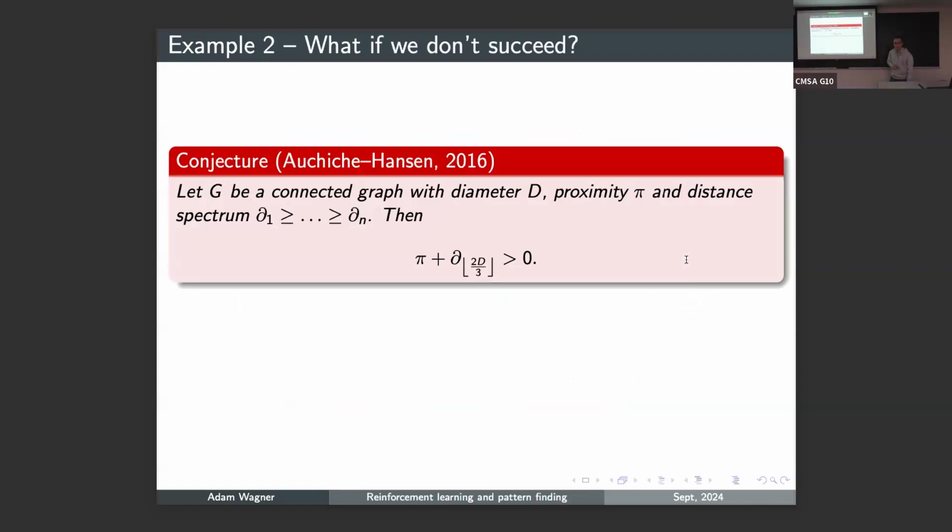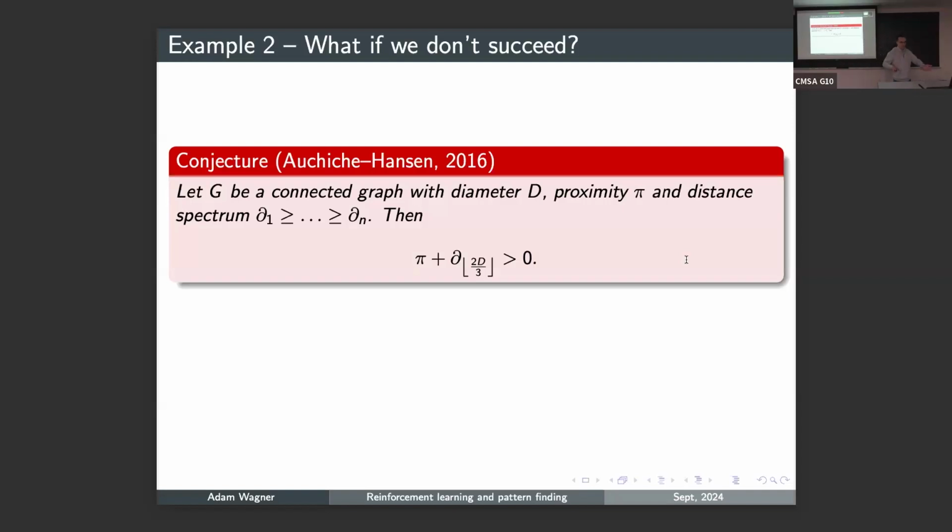Okay, so let's immediately jump to a second example that's very, very similar to the previous baby example, but things will behave very differently here. So here is a conjecture. It says that for any graph, the sum of the proximity and some kind of distance eigenvalue is always positive. Once again, I ask all of you to completely ignore what proximity and distance eigenvalues are. It's not important. Let's focus only on the reinforcement learning aspect of it. How are we going to attack this with RL? We need to do two things. We need to decide how to phrase it as a game. Well, that can be the same thing.